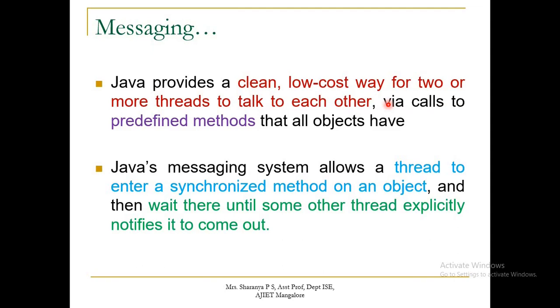The next one is messaging, that is, communication between two threads. Java provides a very clean and low-cost way for two or more threads to talk to each other by using predefined methods that all objects have, so that a thread can enter a synchronized method on an object, and then wait there until some other thread explicitly notifies it to come out. This is one way messaging is implemented.